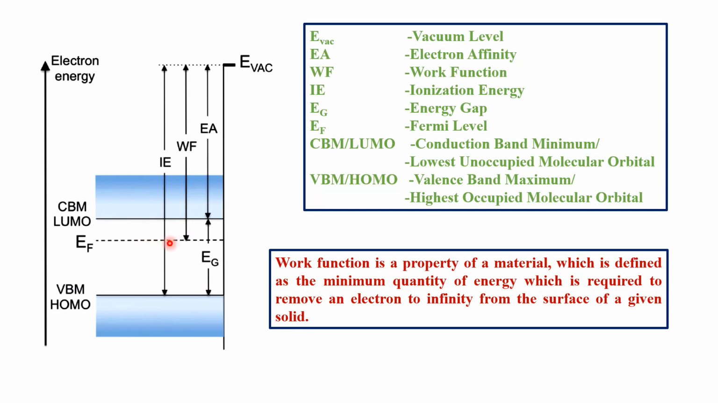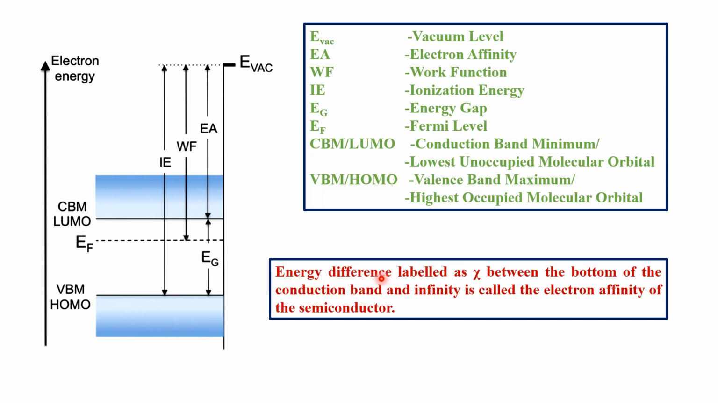Then work function. Work function is defined as the minimum quantity of energy required to remove an electron to infinity from the surface. We know at the Fermi level there is a probability of finding an electron, so the energy to remove an electron from here to the E vacuum is known as the work function.